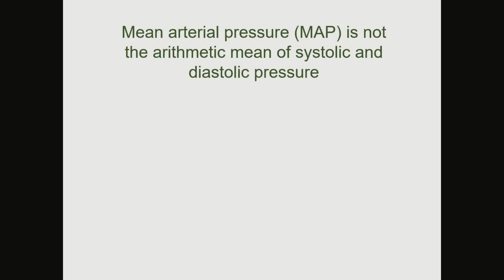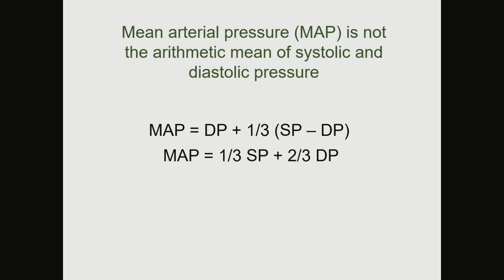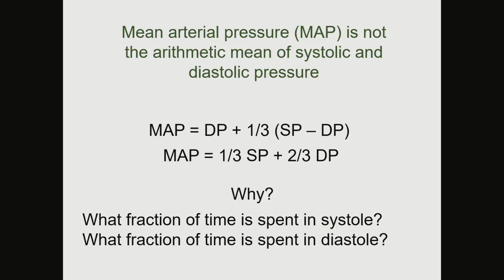So you don't take systolic, add it to diastolic, and divide by 2 to get mean arterial pressure. The way that you can calculate it is you take diastolic plus 1/3 of our pulse pressure. Pulse pressure is systolic minus diastolic. Or you can do 1/3 systolic plus 2/3 diastolic. Why is that the equation? Why is it not where you just average systolic and diastolic?